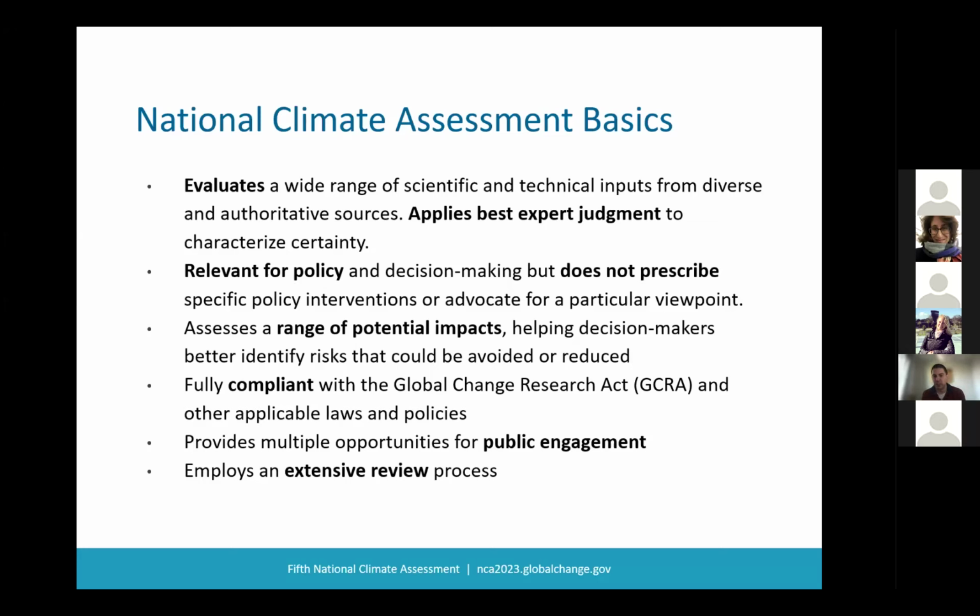Finally, the report process involves extensive review, including several opportunities for public engagement, a review by the National Academies of Sciences, Engineering, and Medicine, and several government science reviews.